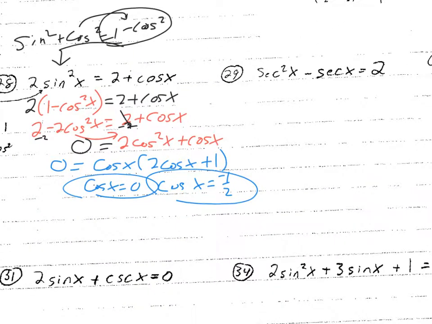So for the cosine one, cosine of x equaling 0, our answers were pi over 2 and 3 pi over 2. And our cosine x equaling negative 1/2 occurred at 2 pi over 3 and 4 pi over 3.